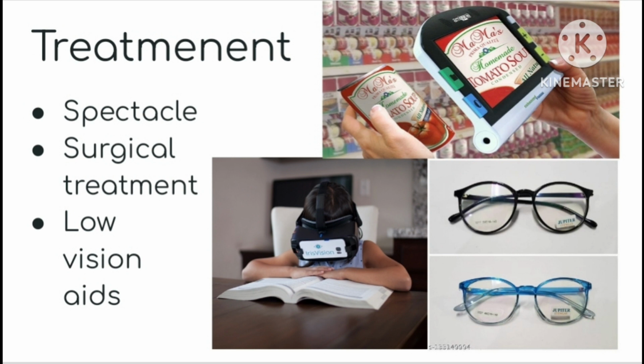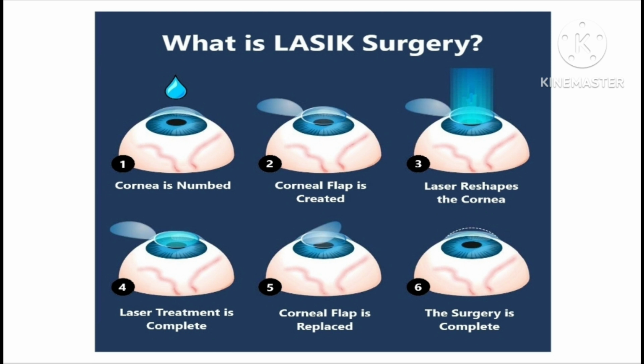Low vision aids are used when there is progression of the myopia to such an extent that it also involves degeneration, so we cannot correct it by giving an intraocular lens or spectacles. So in that case we use low vision aids. As you can see in the above picture and in this picture, it magnifies the images and we can read after that. There are a lot of surgeries for myopia.